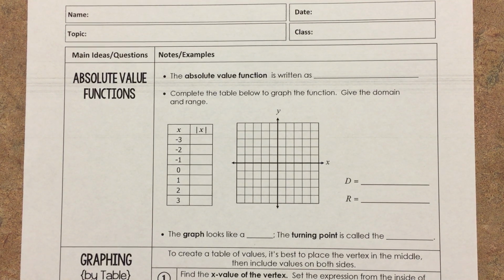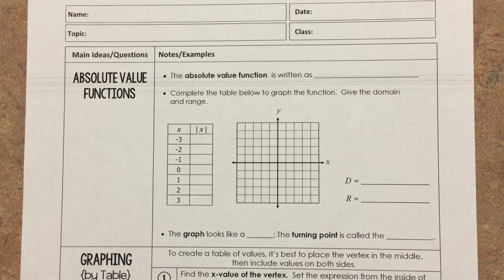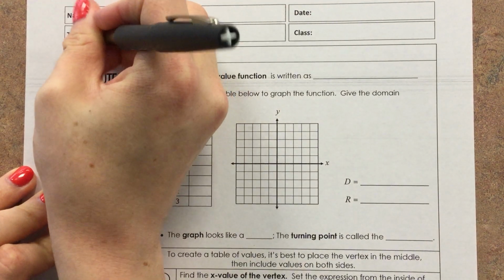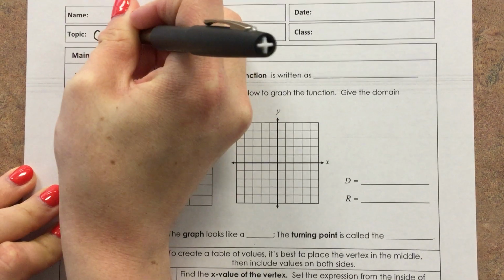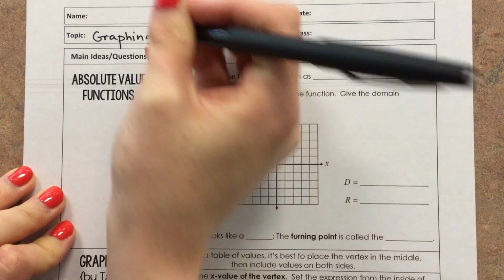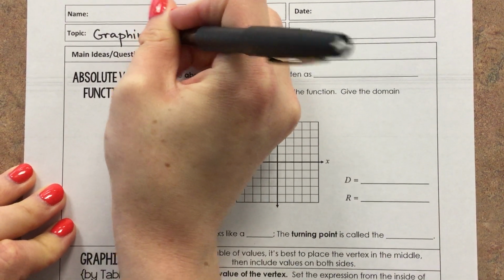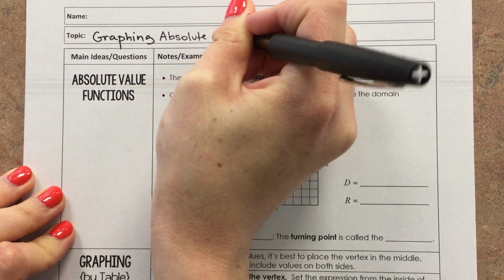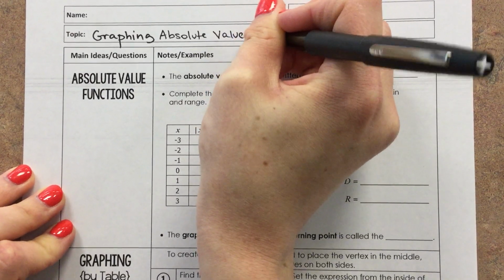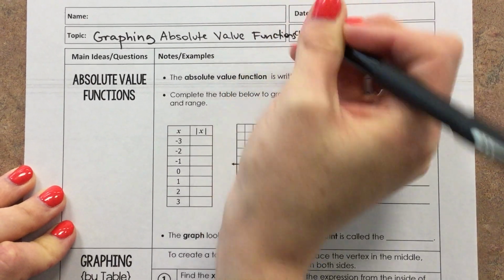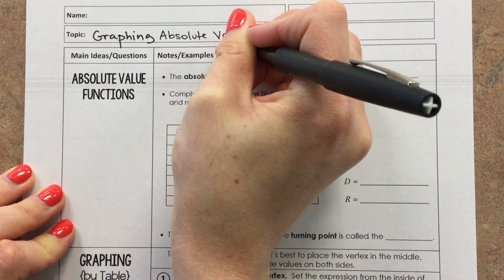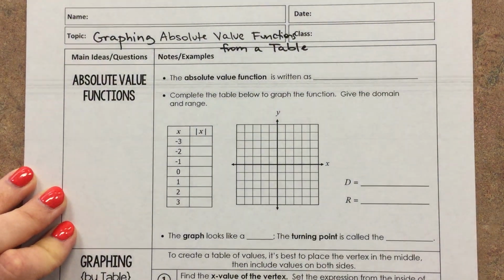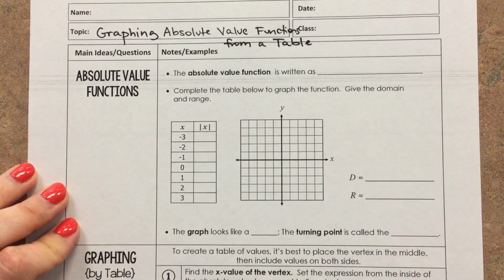Right, this is Unit 3, Lesson 2, Part 1, and our topic is graphing absolute value functions from tables. Kind of a long title there, sorry. Graphing absolute value functions from a table. So that's what we're going to be working on today.